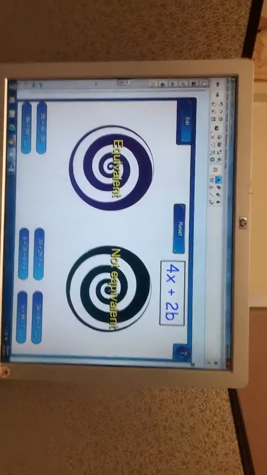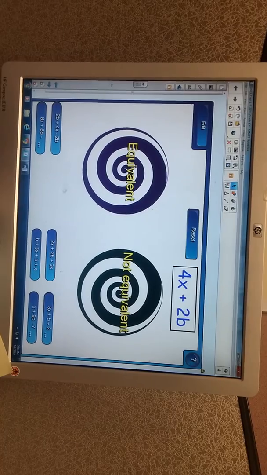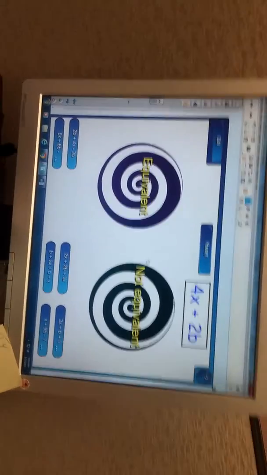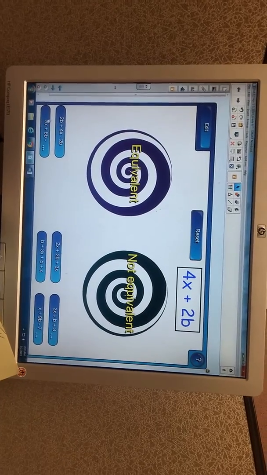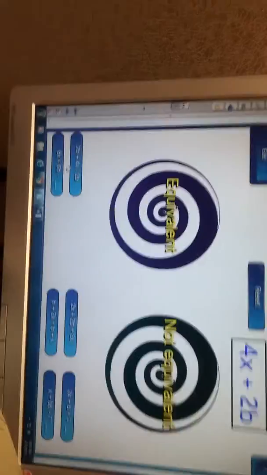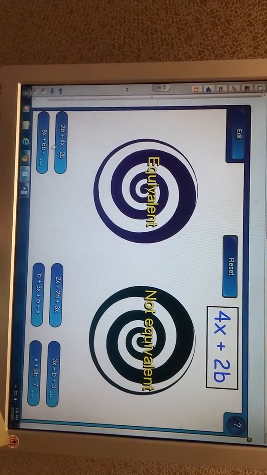After the warm-up, the next thing that we're going to do is work through finding if these expressions are equivalent to 4x plus 2b or not equivalent. So we're going to take them one at a time. The first one says 2b plus 4x minus 2b. Pause your tape now. It should take you about 10 seconds to figure this out.